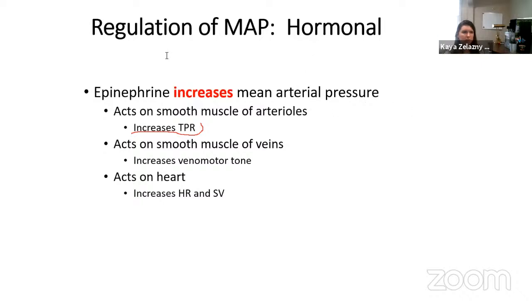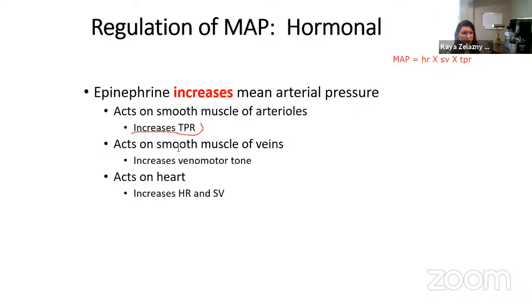And we're remembering our equation, right? MAP equals heart rate by stroke volume by TPR. Okay. So we're increasing TPR, which would have an increasing effect on MAP. So we'd bring up pressure in that way.